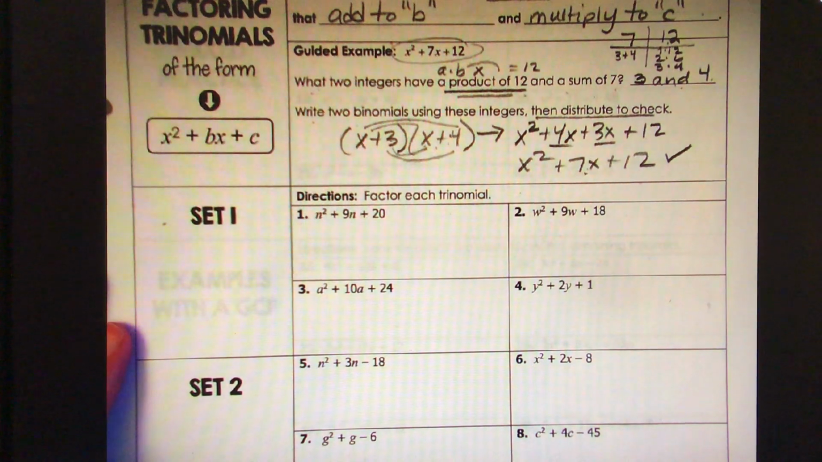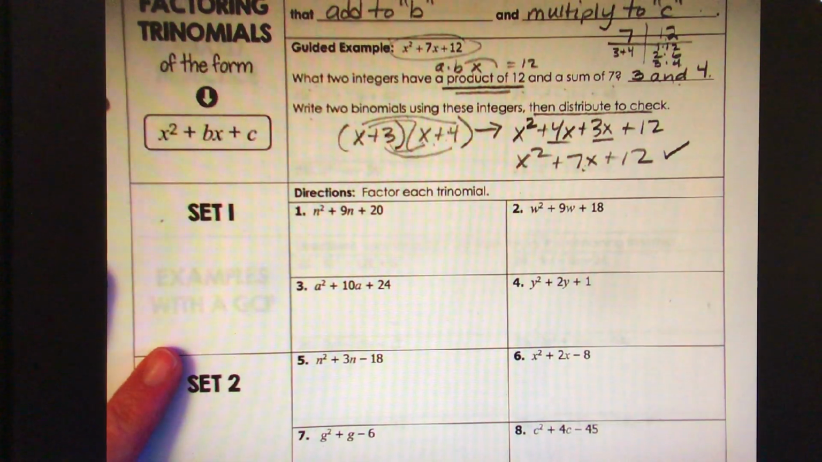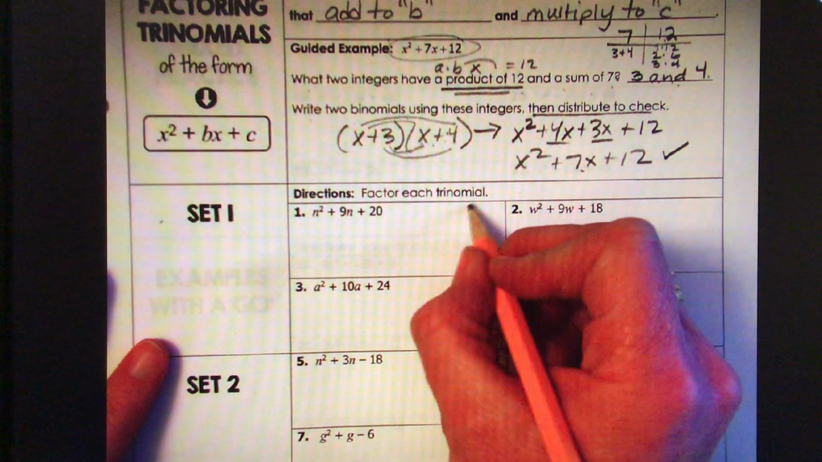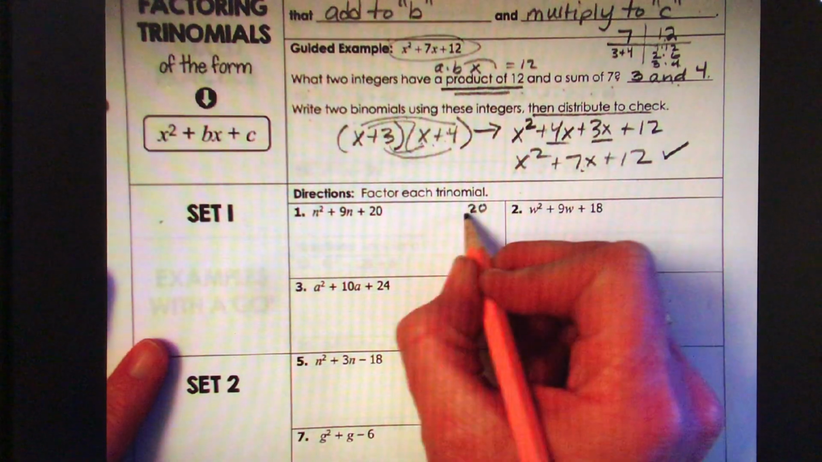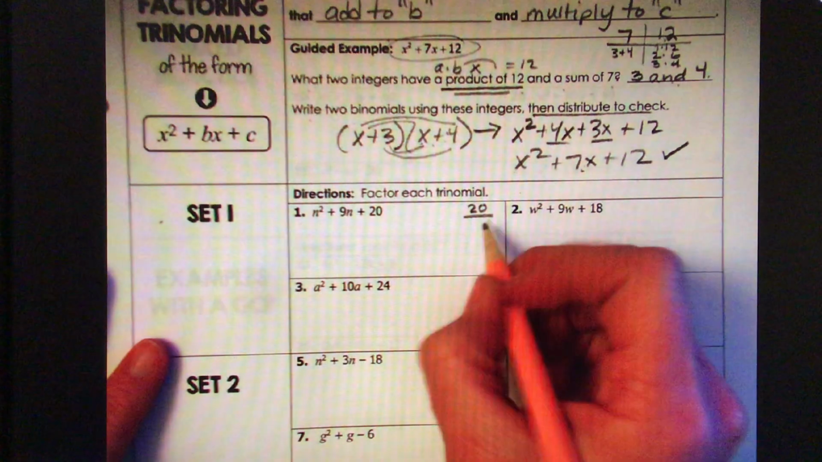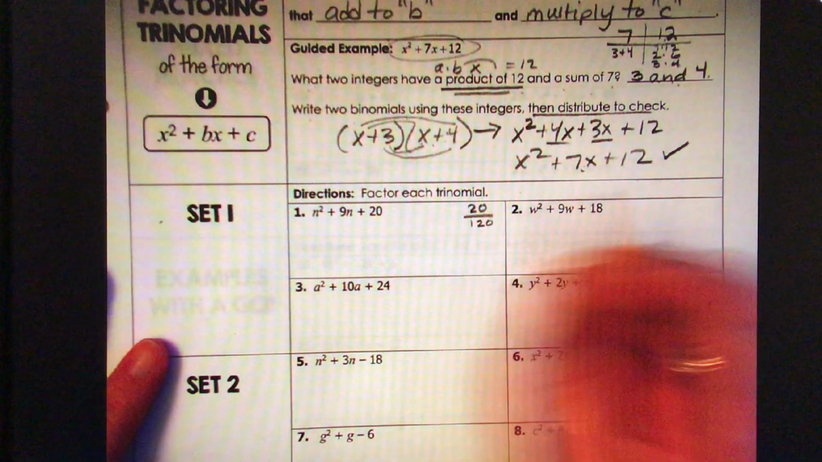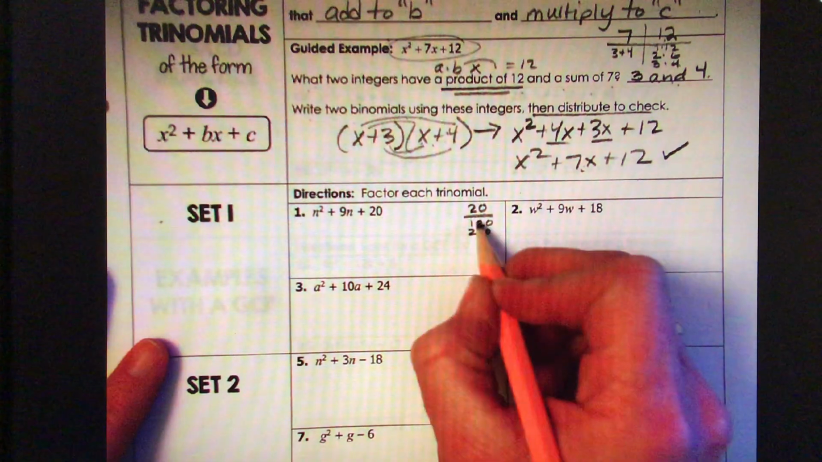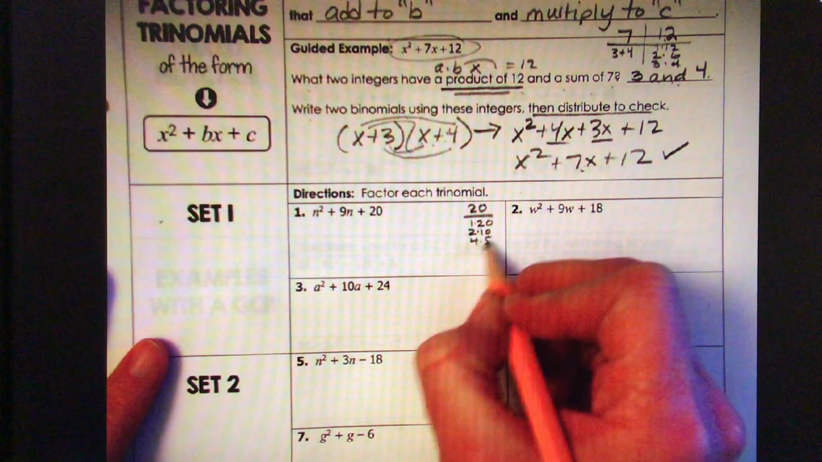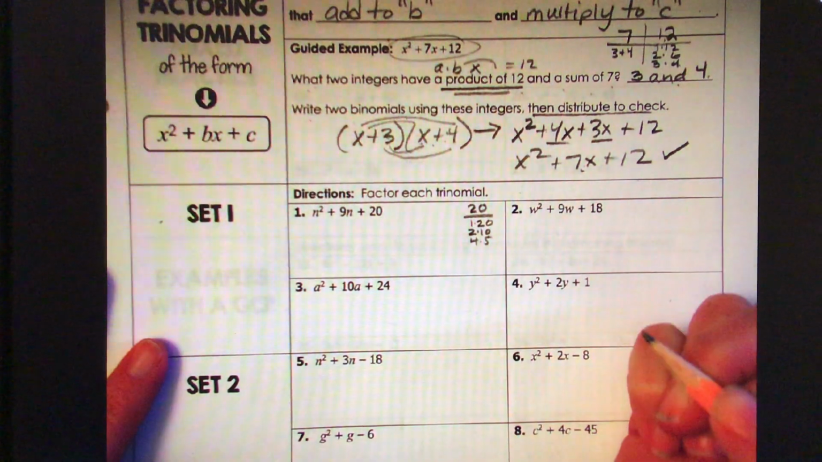So let's go for set 1. Okay. So here we go. I have to think about 20. So I'm just going to list 20, and I'm going to start listing some of the numbers that when I multiply them together, I get 20. I'm going to go down my list: 2 and 10, 4 times 5. Okay, these are the factors of 20.